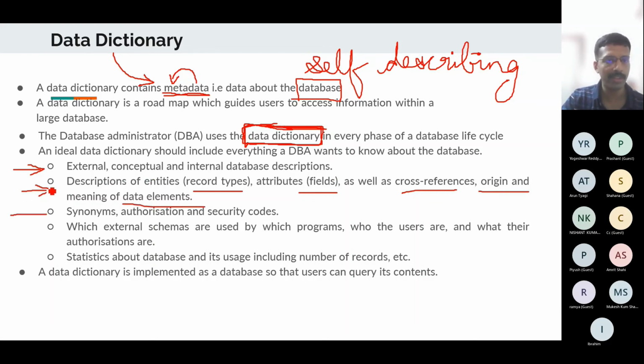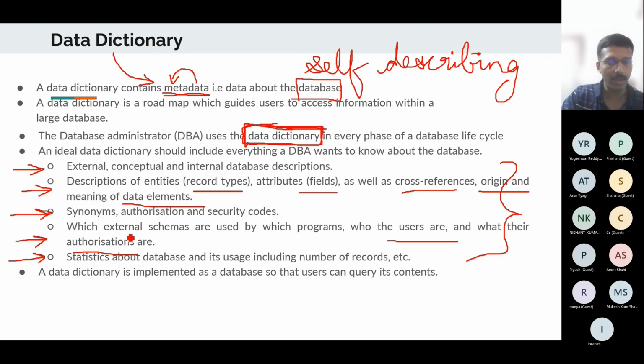Then synonyms, authorization, and security codes, like who is accessing the data, what data, and how they are provided access. Also how the schemas and the application programs are related, who the users are, what data they are authorized to view, and statistics about the database and its usage. Depending on the DBMS, maybe not all of these will be there, but most of them will be there in any commercial database management system that we see.